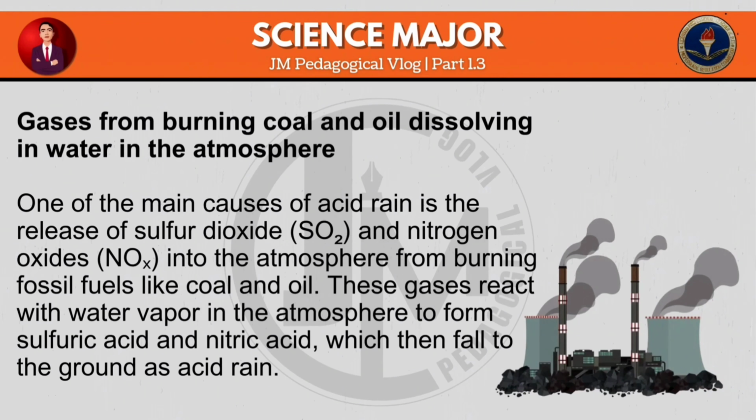One of the main causes of acid rain is the release of sulfur dioxide and nitrogen oxides into the atmosphere from burning fossil fuels like coal and oil. These gases react with water vapor in the atmosphere to form sulfuric acid and nitric acid, which then fall to the ground as acid rain.